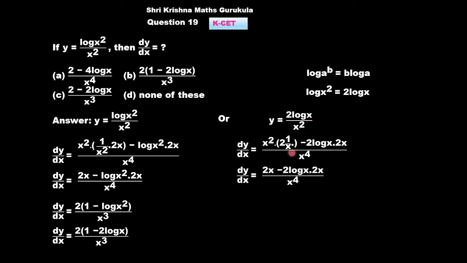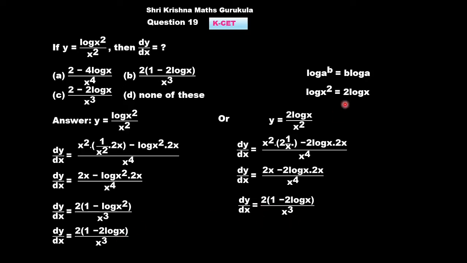Now you can see one of the x gets cancelled. dy by dx will be equal to 2x minus 2 log x into 2x whole divided by x power 4. Now if you take out 2x common, one of the x gets cancelled with the denominator x power 4. So our answer is 2 into 1 minus 2 log x whole divided by x cube. It's the same answer, right?